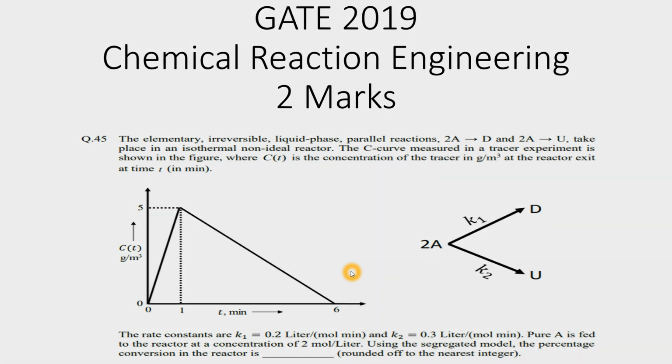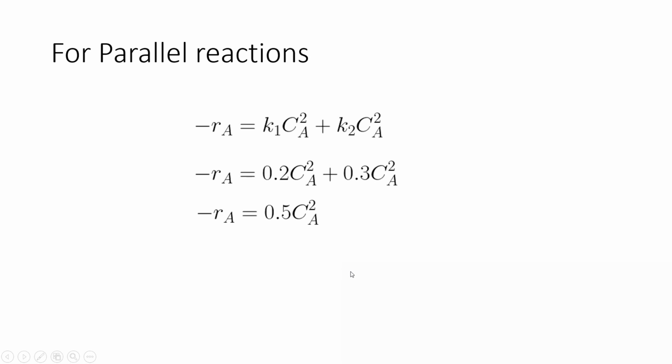Let's start with the solution. For parallel reactions, we add these two equations: -r = K1 Ca² + K2 Ca². We know K1 is 0.2 and K2 is 0.3, so it will be -r = 0.5 Ca².